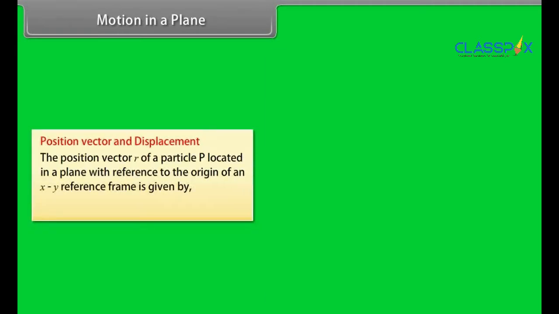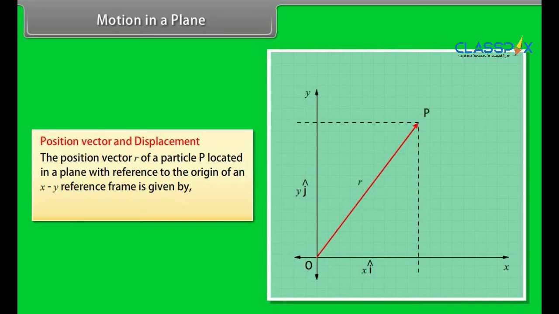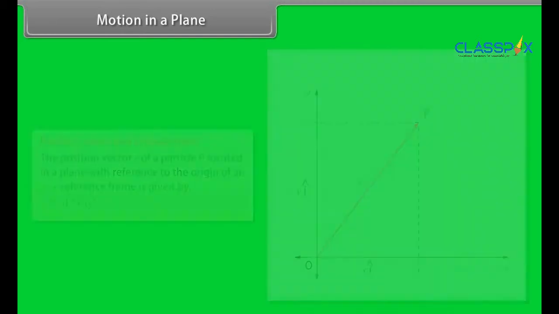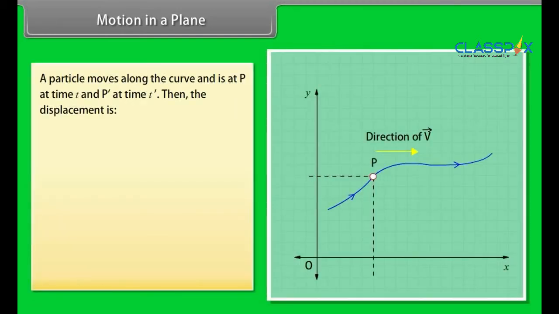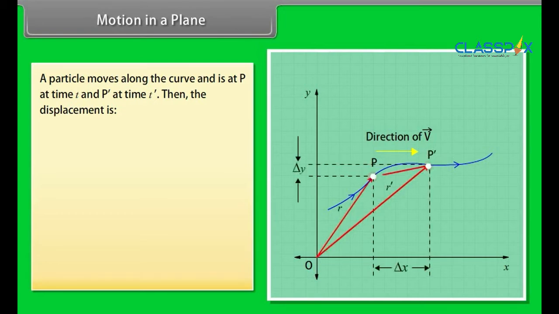Motion in a plane. Let's see motion in two dimensions using vectors, position vector and displacement. The position vector r of a particle P located in a plane with reference to the origin of an XY reference frame is given by r = xi + yj. A particle moves along the curve and is at P at time t and P dash at time t dash. Then the displacement is delta r = r dash minus r. By putting values, we get delta r = i delta x + j delta y.